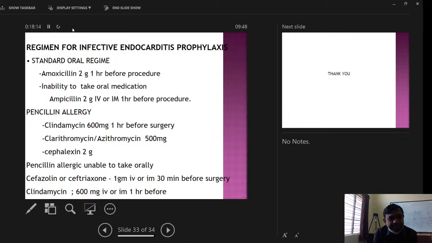If the patient is penicillin allergic and unable to take orally, then give IV, that is cefazolin or ceftriaxone 1 gram IV or IM 30 minutes before surgery, and clindamycin 600 mg IV or IM 1 hour before the surgery. So if you are doing dental surgeries, or if prosthetic valves are there, valve surgery, in all these conditions we must give the prophylaxis for infective endocarditis. In infective endocarditis the mortality rate is very high, so we must give the prophylaxis very early.